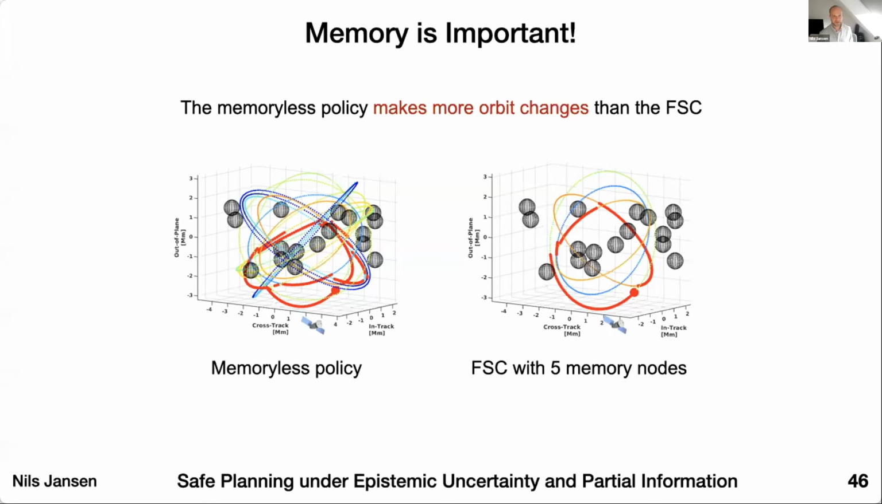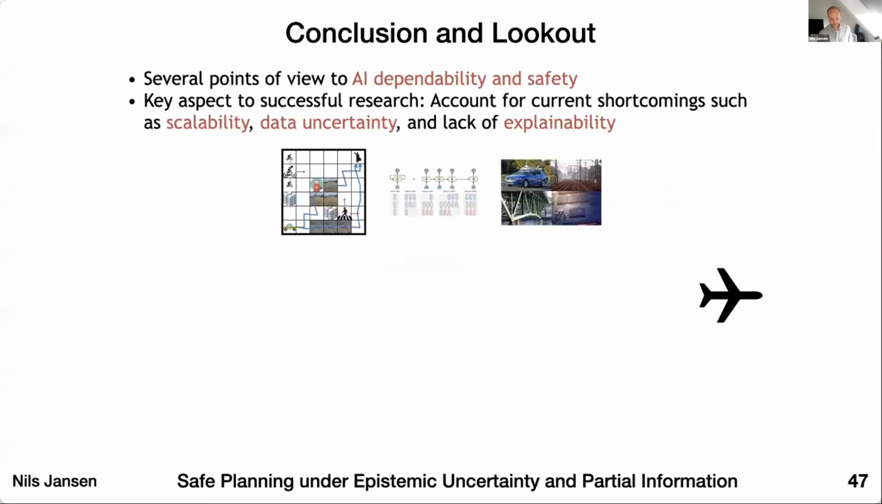I think I'm basically done, and to be exactly on time, let me conclude here. What I tried to highlight is several points of our view on AI dependability and safety. And what I think is really important, so many people work on AI safety and dependability and do great things. What I think is really important is to look into important shortcomings like scalability, data uncertainty, and lack of explainability. And I'm not saying that we're solving these problems, I'm just saying we're trying to work in these directions.